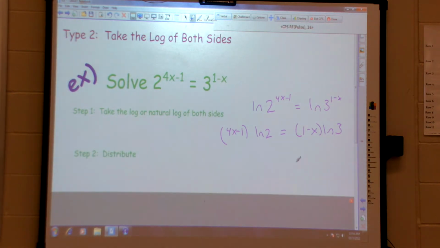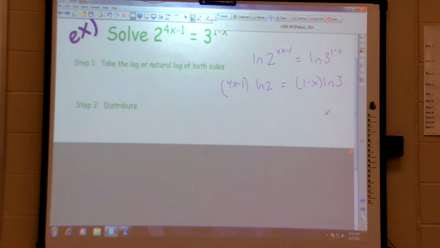Step 2 is distribute. And I want to remind you that if something is inside a log, like the 2, you can't combine it with something that's not. So when I do 4x times natural log of 2, that's literally 4x natural log of 2. It's not natural log of 8x. You can't multiply something that's inside a log with something that's not. Minus natural log of 2, right? 1 times that. On the other side, I have natural log of 3 minus x natural log of 3. I'm distributing it to both ones. But they basically put it in front is what you're really doing. You with me on that step?